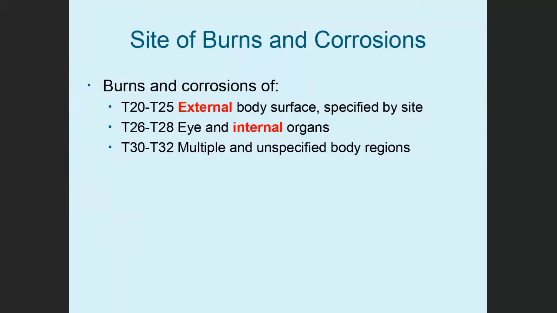Let's start with burns and corrosions. Burns and corrosions are in these categories. T20 to T25 are external body surface, like the skin and the layers under the skin, and these are specified by site. T26 to T28 includes burns to the eye and also burns to the internal organs. T30 to T32 are multiple and unspecified body regions.